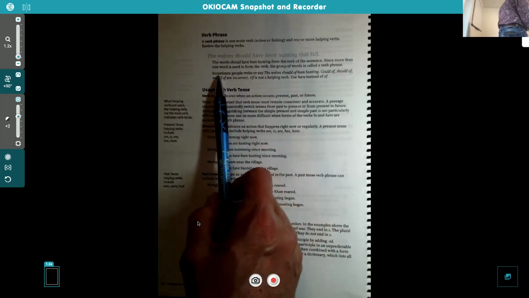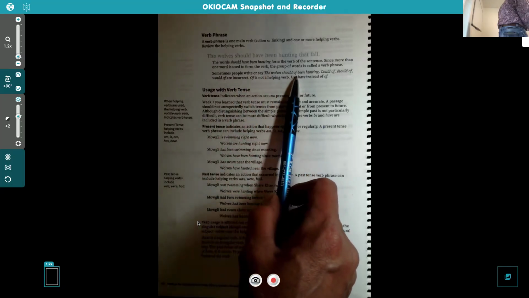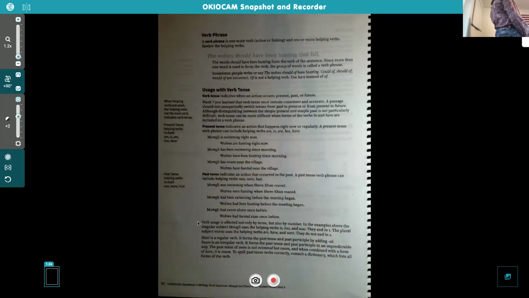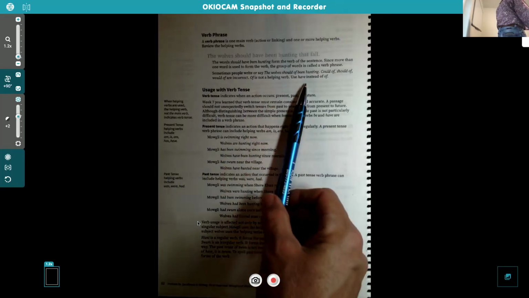Look at this part right here where it says sometimes people write or say "the wolves should have been hunting." Have you guys heard of that? "Should have." It sounds like you're saying "of," but you're not. When you write it, it should be "have." Or sometimes it's the contraction "should've," but it sounds like we're saying "of." So make sure you don't use "of," because it's not supposed to be "of."